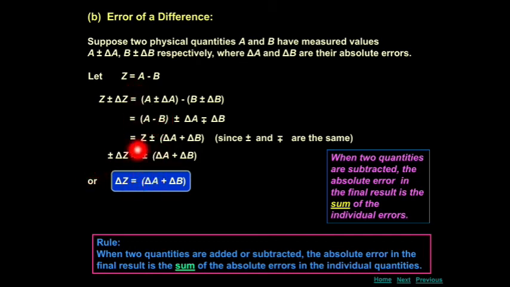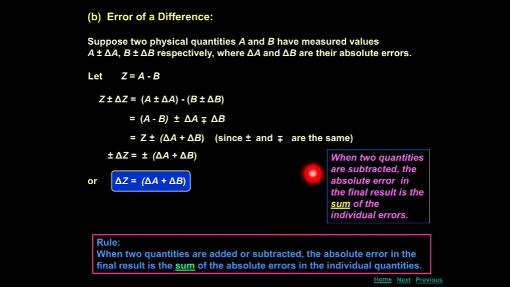Only this Z changes here. So be a little careful about that. Here, in errors in difference, Z is equal to A minus B. At the same time, for sum, Z is equal to A plus B. That is the one difference, but the formula becomes the same. Okay, that's all.